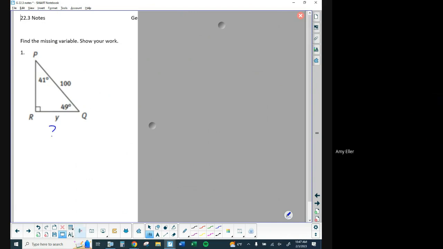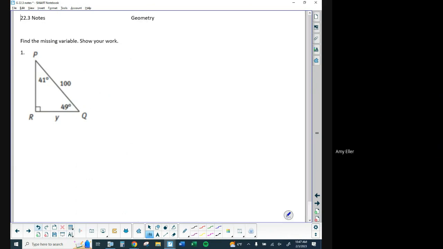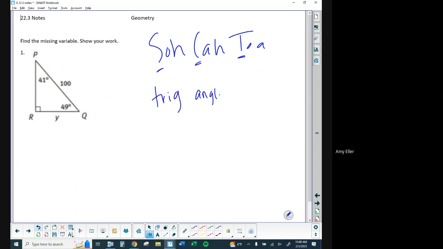But what we just wrote down is going to help us. We are going to use trig. Remember, trig are the sine, the cosine, and the tangent functions. Those are the three trig functions. What I'd like you to do is put a little 1. We're going to do the angle part first. Put a little 2 above the trig and a 3 above side over side.